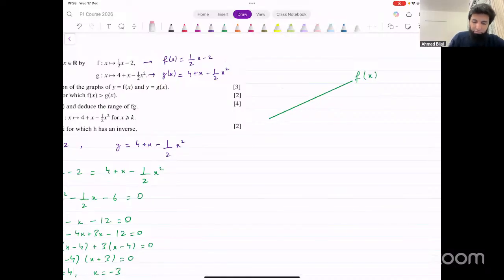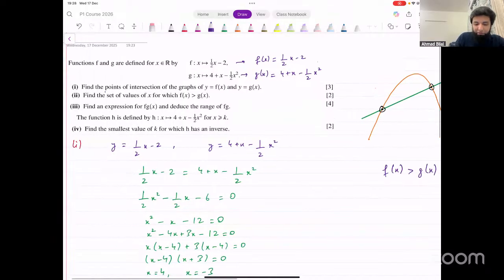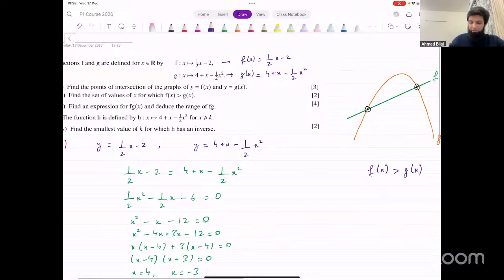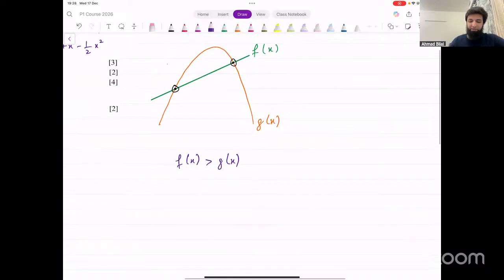So it would look like this. These two functions have 2 points of intersection. This is g of x. There are 2 points of intersection here. This is 1 point of intersection. This is another point of intersection, right? They want f of x to be greater than g of x. Okay. We need to find the set of values of x for which this is true. F of x is greater than g of x, right?